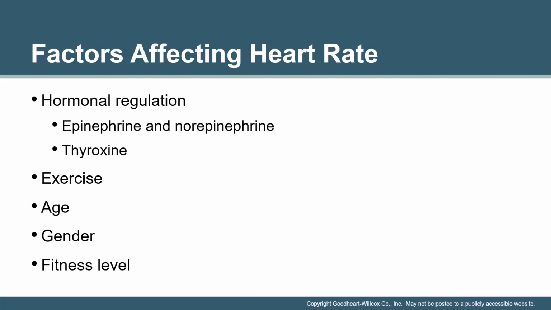So some factors that will contribute to your heart rate are hormone regulation, things like epinephrine and norepinephrine, which are what we call catecholamines. These are produced primarily at the medulla of the adrenal gland, and they have a direct connection to sympathetic nerve fibers. This is like adrenaline, right? This is where that's connected to. Thyroxine, that's a thyroid hormone.